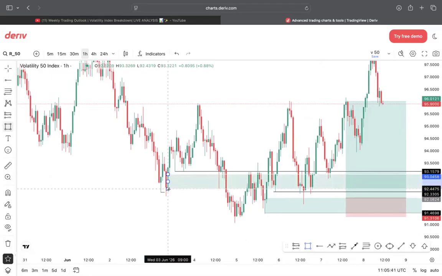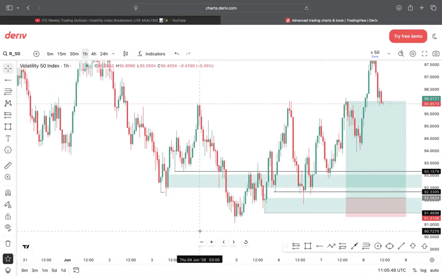Although there are other confluences that I look out for to have precise entries, this range is my POI.